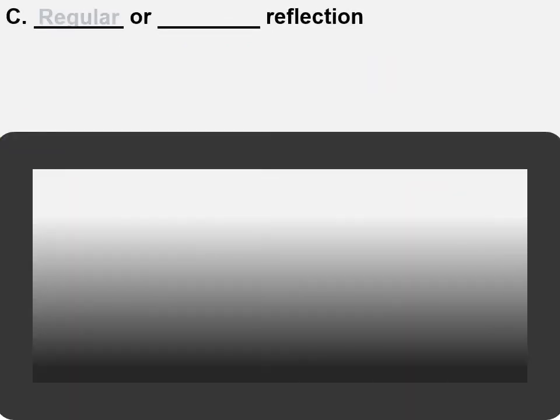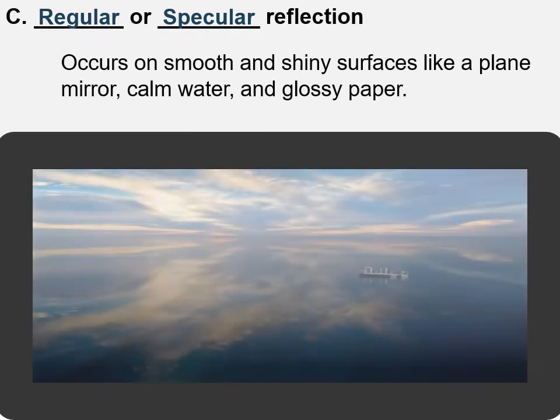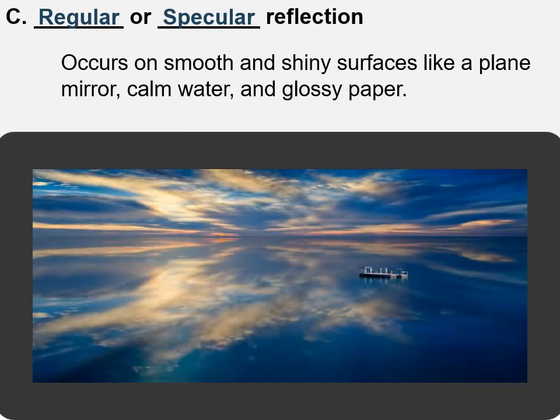C. Regular or specular reflection. Light rays traveling parallel to one another reflect parallel to one another. This occurs on smooth and shiny surfaces like a plane mirror, calm water, or glossy paper.